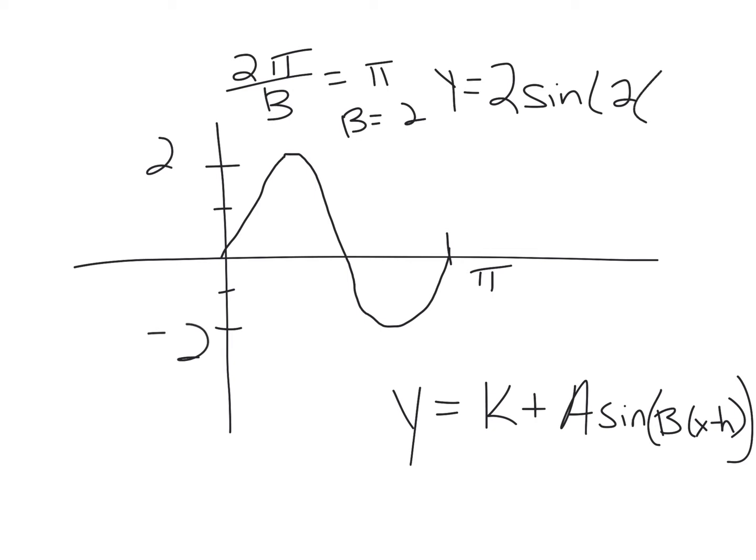And then, are we shifting at all? No, we're not, because we're starting at 0, 0, so there's no shift. So it'd be x minus 0. And then we can simplify that, distribute the 2, and you're going to get y equals 2 sine of 2x.